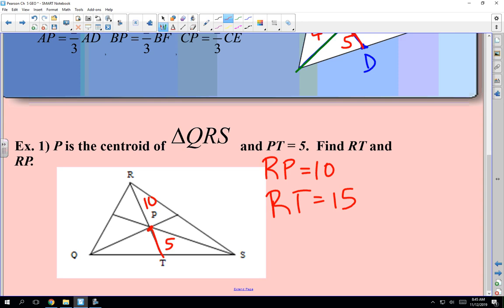Notice the longer segment here, the bigger one, the RP is coming from the vertex to where it hits the center in that triangle. Okay. So that's one of the properties. It'll show up on the quiz tomorrow too. There's a little practice in the corner.